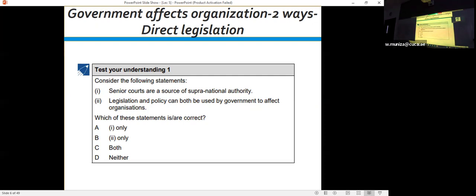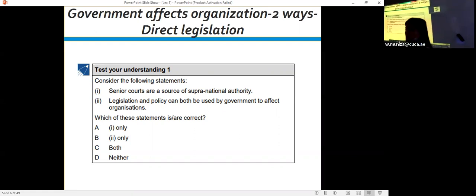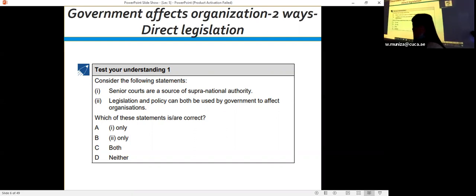Okay, my dear students, here is understanding number 1. Which of these statements are correct? Number 1, consider the following statements. Senior courts are the source of supranational authority. Is it so? No. Senior courts are local, or we can say national. These are the sources of national laws. Got it? Supranational is the global one. Senior courts are the source of supranational authority: is this true or false?